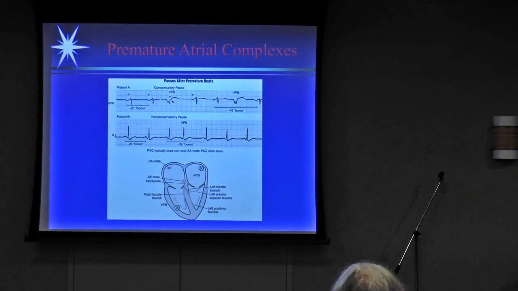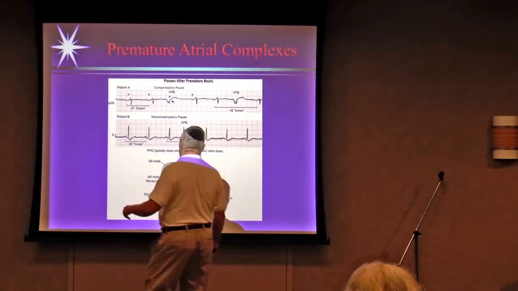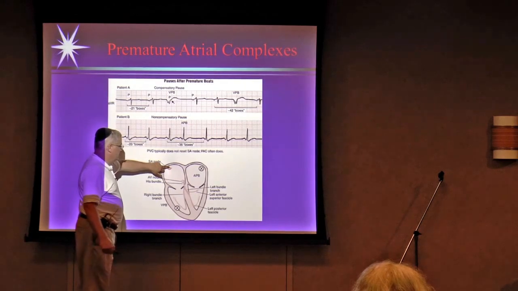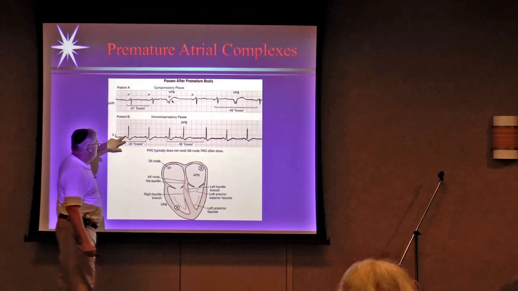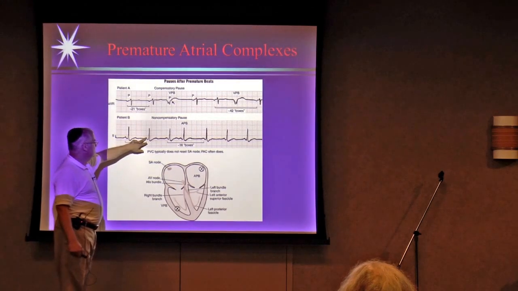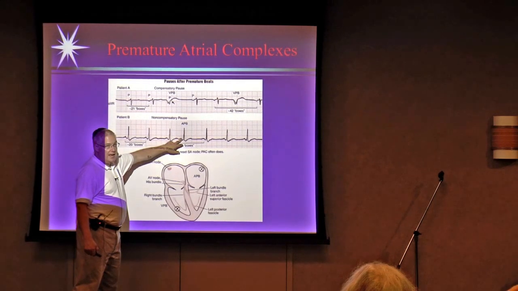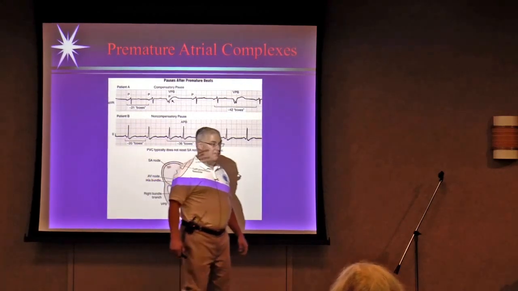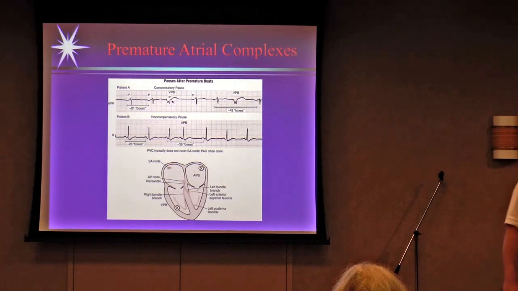So let's look over here. What it's saying is that instead of the SA node firing, someplace in one of the atriums fires ahead of time. So you have normal, normal, normal, and then what happened? You had one that happened earlier. Okay? So that complex could generate a pulse, could not generate a pulse. Okay? That's the first thing. Just because it electrically fires doesn't mean that it's actually causing mechanical contraction.